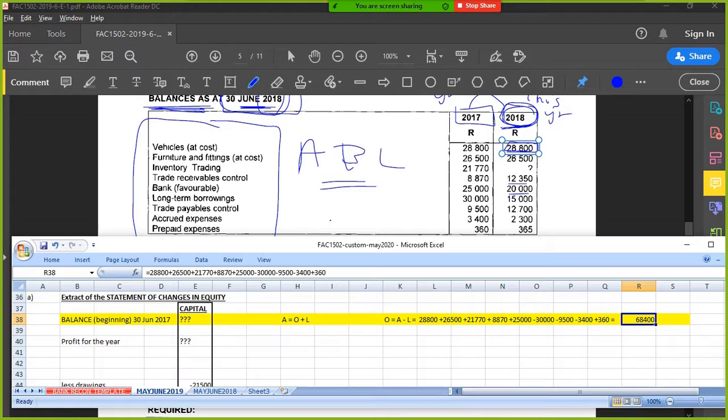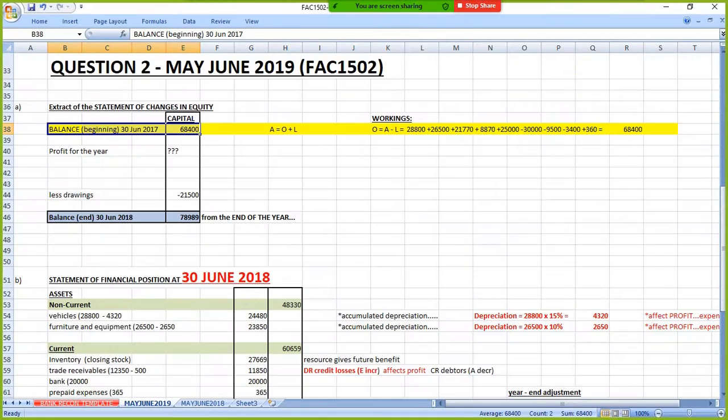There's my opening balance, 68,400. That would have come from our working. They said show all workings. There's a working to show. This is multiple choice, and I'm choosing that option. Are you happy with that? Is that okay? Yes. I'm good. Thanks. All right, so let's complete the extract.